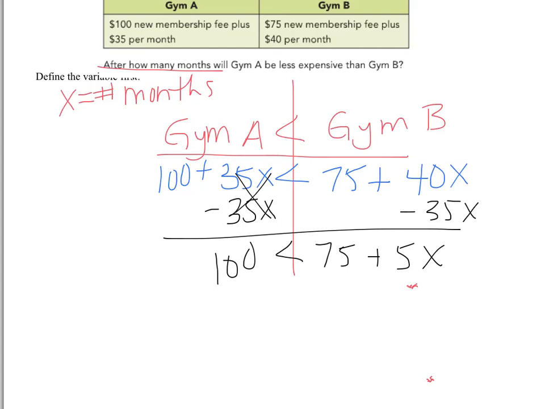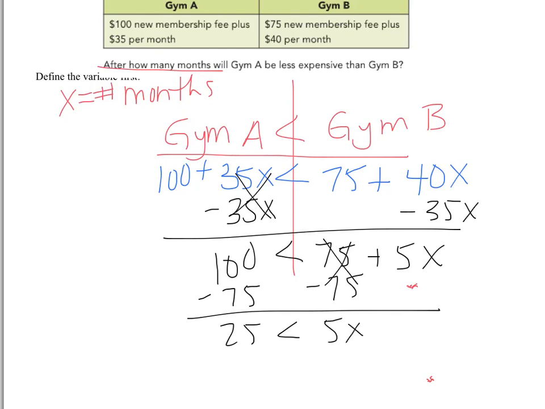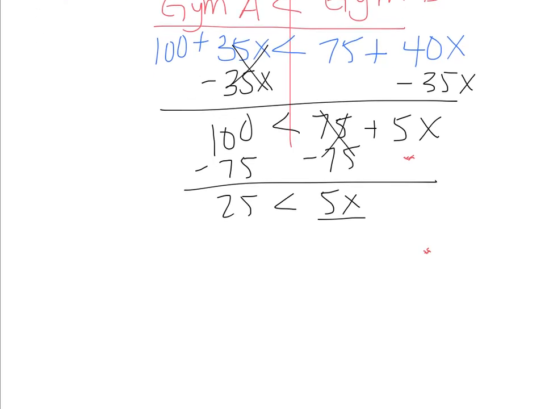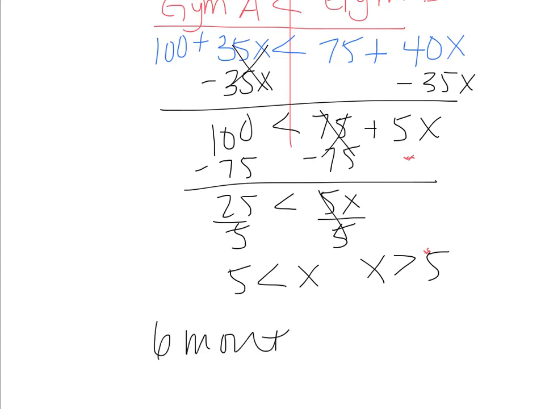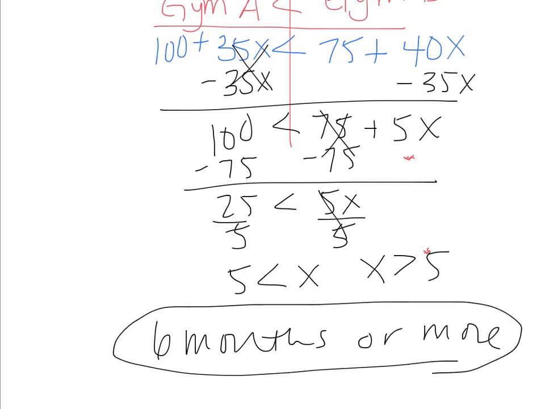Now that all my variables are on the right, I need to move all my whole numbers to the left. So I'm going to subtract 75 from both sides. And I'm going to get 25 is less than 5x. Undo your multiplication with division. Divide both sides by 5. And we're going to get 5 is less than x. Now if we write that, that means x is greater than 5. So after 5 months, Gym A is less expensive. So you would need to go 6 months or more for Gym A to be less expensive, because x is greater than 5, more than 5 months.